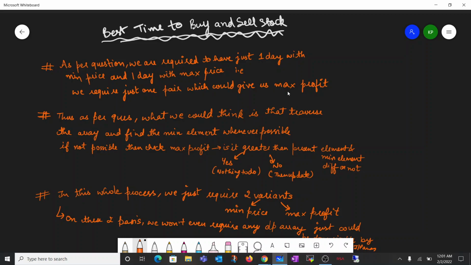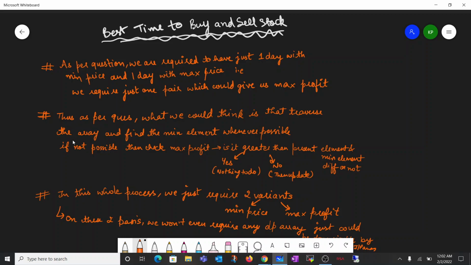That is, one day when we have the minimum price and the other day when we have the maximum price, and after subtracting both of them we get that maximum profit. So that is the requirement of this particular question. Now next, as per the question, what we could think is how we can approach this particular problem, right?